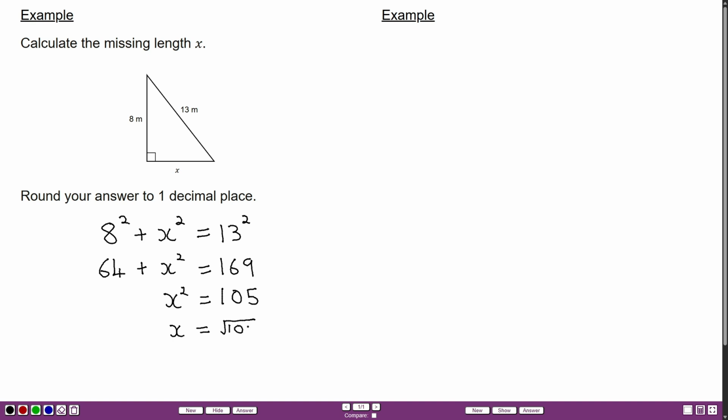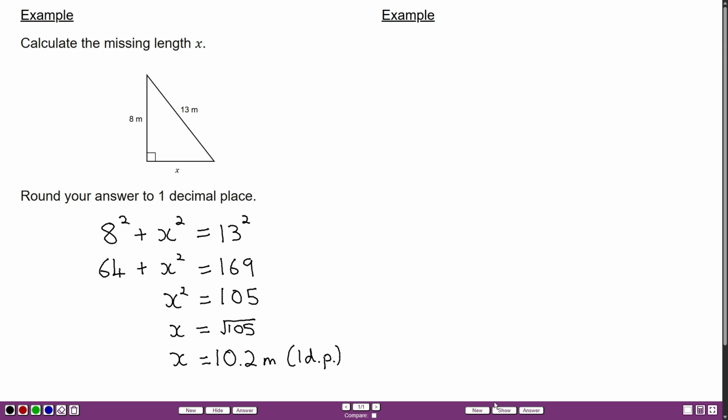and grab our calculator here. So the square root of 105, that turns out to be, to one decimal place, 10.2. So x must equal 10.2, and that's meters to one decimal place.